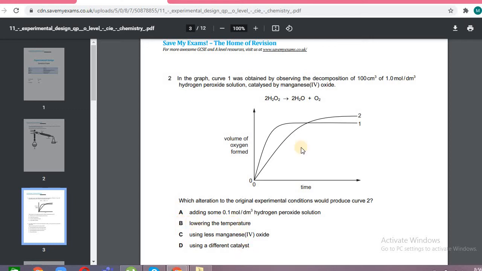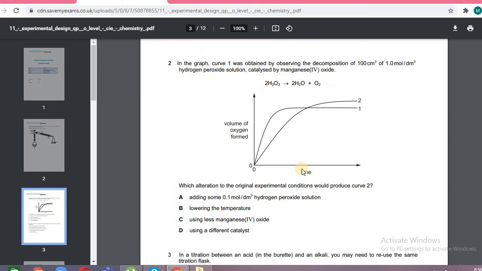Because lowering the temperature will slow down the reaction. Of course, that can be shown by curve 2, but it does not increase the amount of the product. Using the catalyst or changing the catalyst can only speed up the reaction, but does not affect the amount of the product. So Delta, Charlie and Delta cannot be correct.